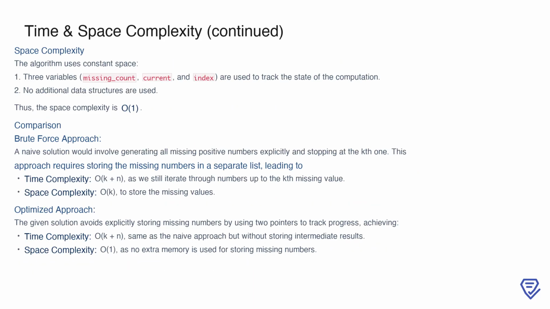Now, turning to space complexity, the algorithm is highly efficient in this regard. It uses only 3 variables, missing_count, current, and index, to track the computation's progress. Importantly, it does not rely on any additional data structures to store intermediate results, meaning the space complexity is O(1). When compared to a brute force approach, the difference becomes clear.